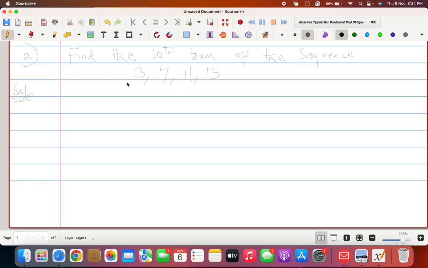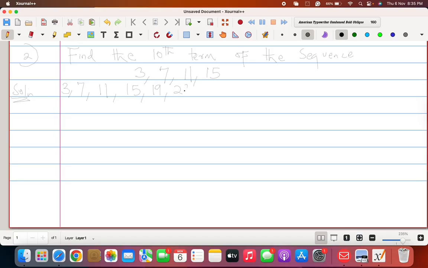You add 4 to the second term, you get the third term, and so on and so forth. Alright, so now let's quickly do it manually so that we can cross-check if what we are going to get is going to be the same. So this is going to be 3, 7, 11, 15. 15 plus 4 is 19.